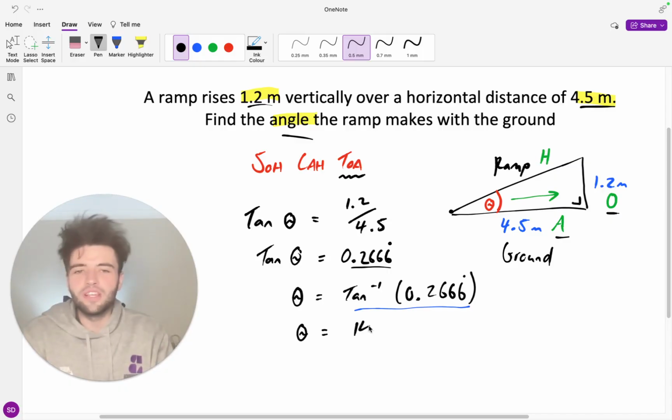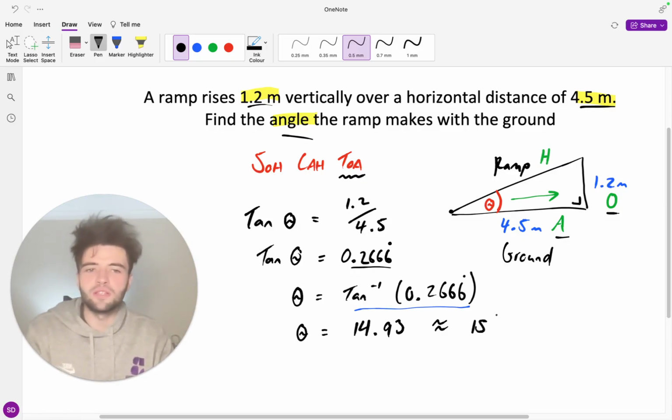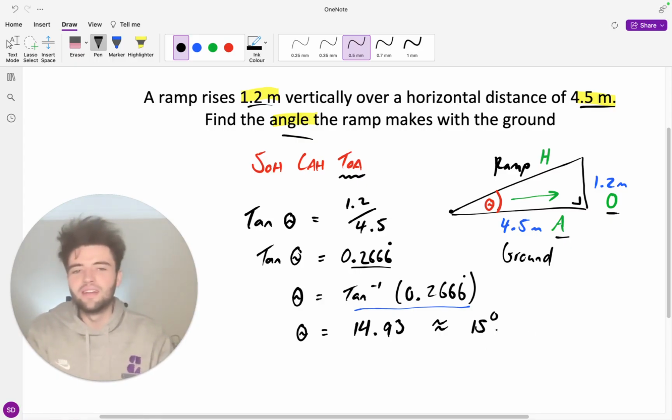And that is going to be roughly equal to 14.93 to two decimal places. I'm also going to round this up to the nearest whole number, so that's going to be 15. And then our unit of measurement for angles is going to be degrees. So theta is going to be 15 degrees here, and that's going to be it for this question.